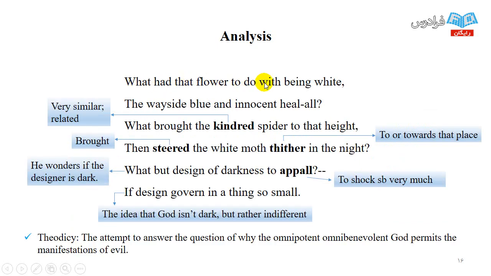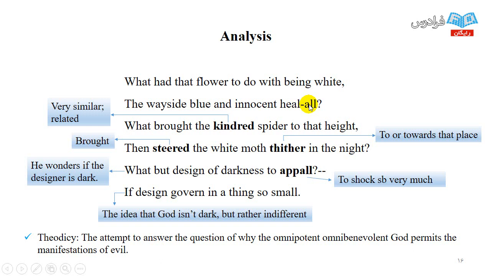What had that flower to do with being white? The wayside blue and innocent heal-all. Here the second part of our Petrarchan sonnet, which is a sestet, starts. In this part, the speaker thinks about the scene he has just watched and asks some questions. Heal-all is usually blue and the speaker again emphasizes the white color. He asks why the color of the heal-all was white.